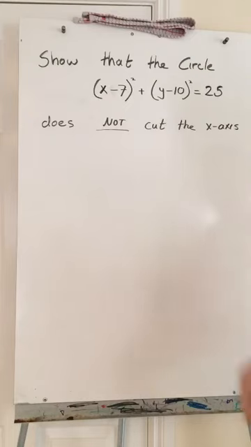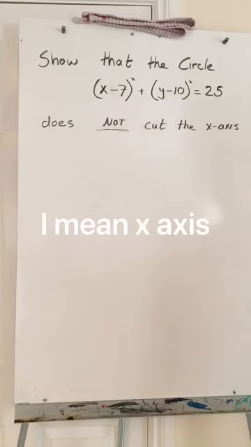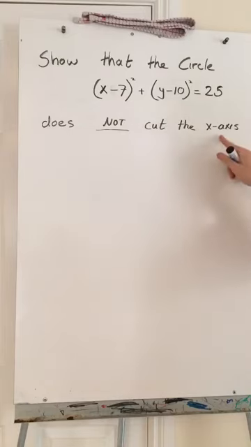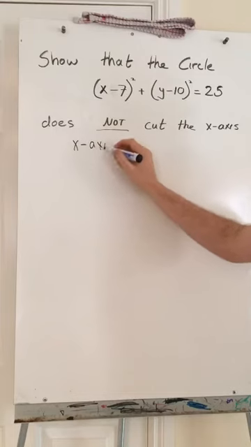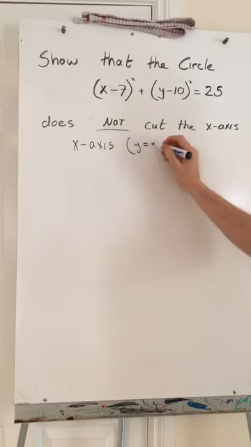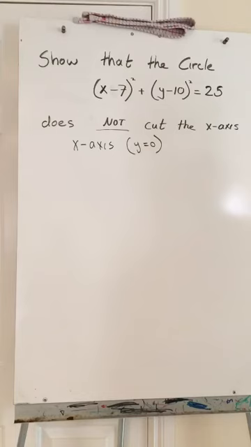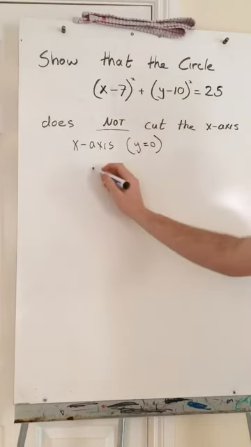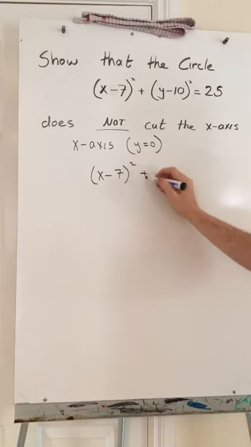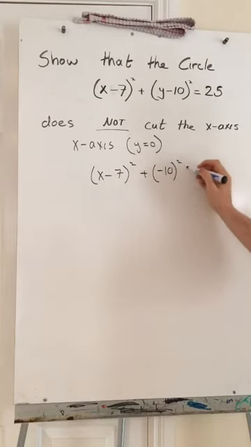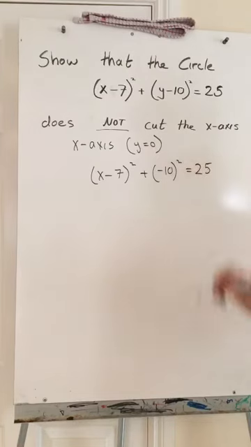Okay, so to do this one, to show that this circle does not cut the y-axis, what I'm going to do is follow the same procedure anyway and try and find where it cuts the x-axis. Okay, so to find where a circle cuts the x-axis, we now know at this stage that we just need to let y is equal to 0. So if I let y equal to 0 up here, I'm going to get (x minus 7) squared plus (minus 10) squared is equal to 25. So that y there will just turn to 0.